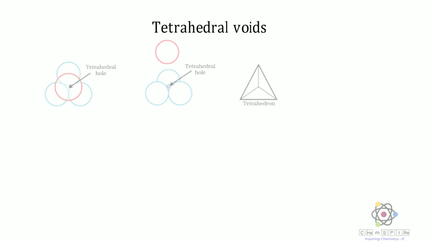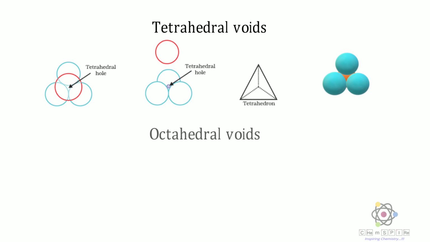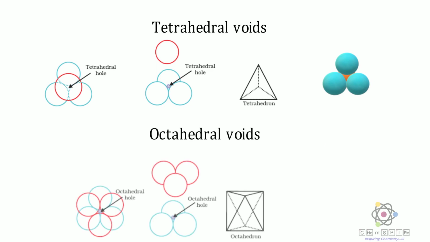Tetrahedral voids. When a sphere of the second layer is above the void of the first layer, a tetrahedral void is formed. These voids are called tetrahedral voids because a tetrahedron is formed when the centers of these four spheres are joined. Octahedral voids. The triangular voids in the second layer are above the triangular voids in the first layer, and the spheres of these do not overlap. Such voids are called octahedral voids.